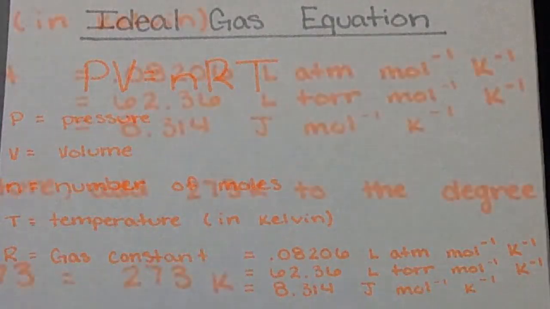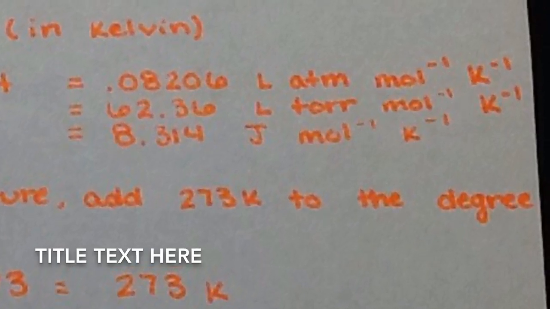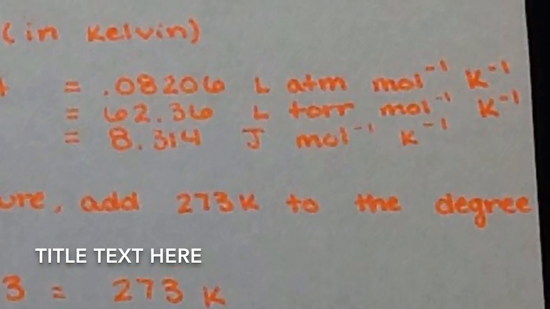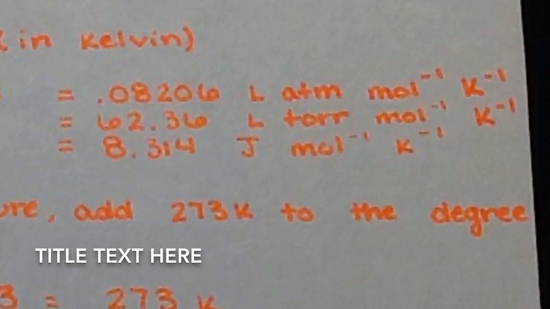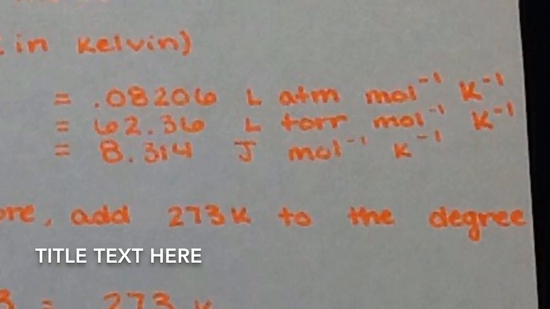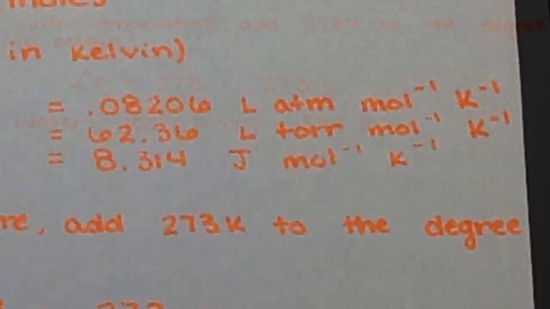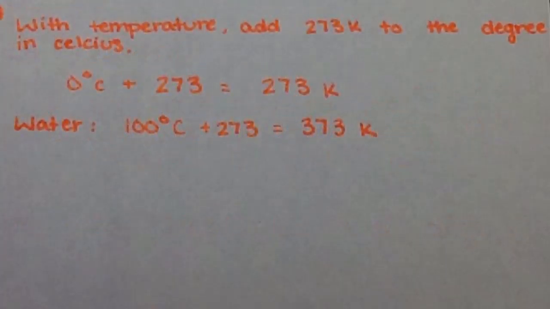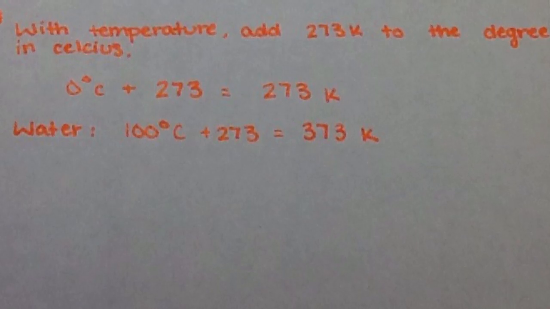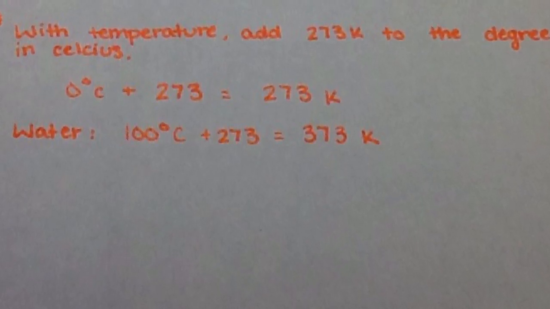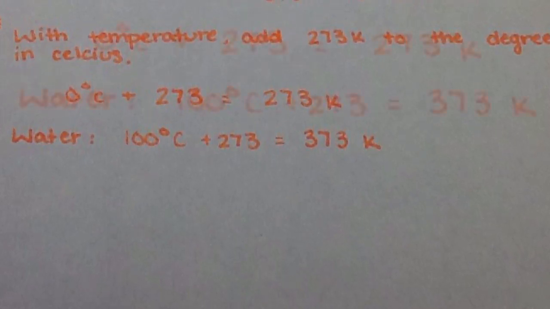for the gas constant. When looking at the gas constant, you're given 3 different numbers. When you are doing the actual equation, you'll know which one to choose by looking at the other variables. For instance, if the other variables include liters and atmosphere, you'll know to use 0.08206. As stated earlier, your temperature must always be in the unit of Kelvin. So, to do this, you have to add 273 to the degree that you were given in Celsius.